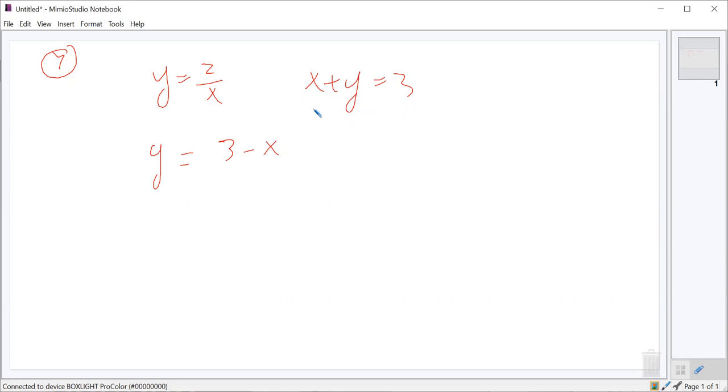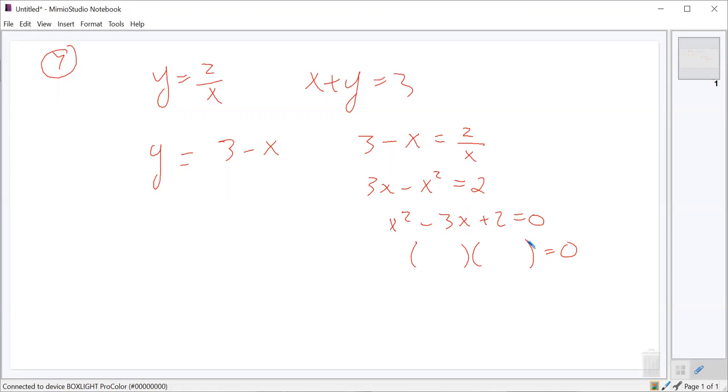And so if y is 3 minus x, then we can plug that in as 3 minus x equals 2 over x. And that will give us 3x minus x squared equals 2, or x squared minus 3x plus 2 equals 0. And that should give us our limits of integration by factoring that. Everybody good with that? What does that become? Minus 2 and minus 1. So x equals 1 to x equals 2 is where we're going to integrate.